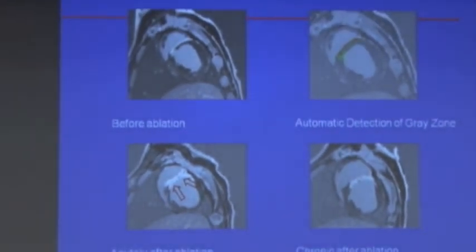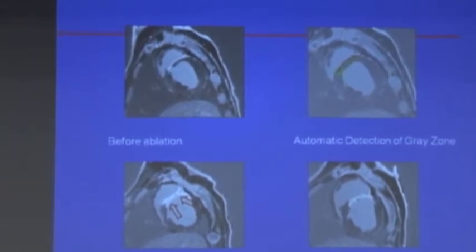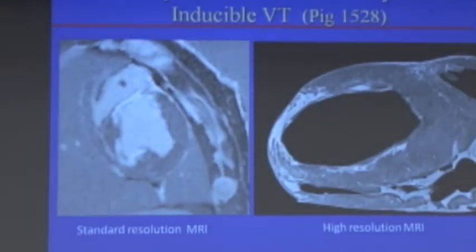Again, it doesn't prove it really. Well, maybe it does, because with inducibility, you can always argue whether maybe it's just not inducible because it wasn't inducible. But what's even more interesting to me is that incomplete ablation of the gray zone resulted in inducible VT. Here's an animal where we did standard EP guided ablation. Acutely, the animal was non-inducible, but in fact, none of the ablation was actually done in the gray zone. But then a week later, the animal was eminently inducible.